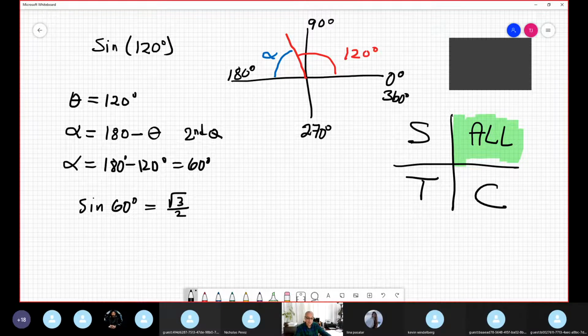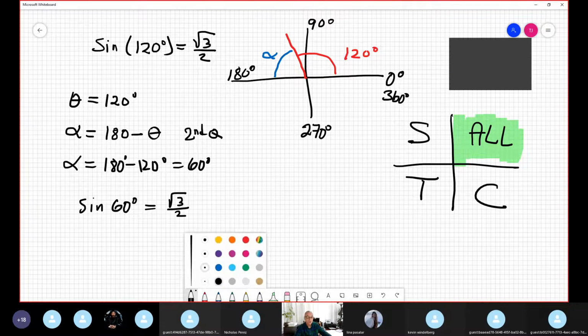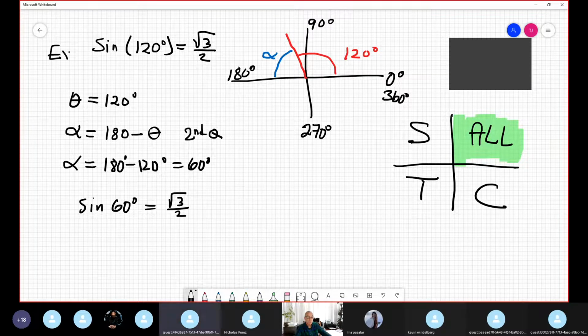Therefore, the answer for this example is exactly the same. Radical 3 over 2 positive, because it's positive. Same sign in the second quadrant, because 120 belongs to the second quadrant. Clear or confusing? Clear. Excellent. You need to speak. You need to speak.